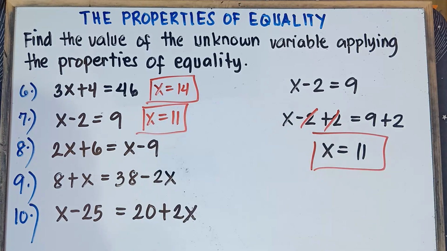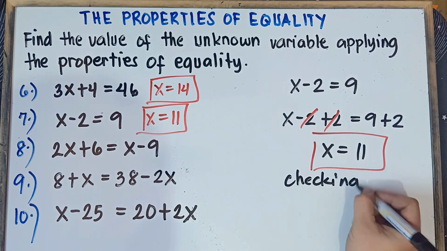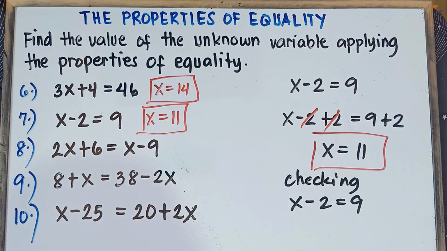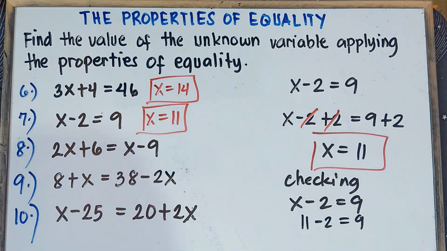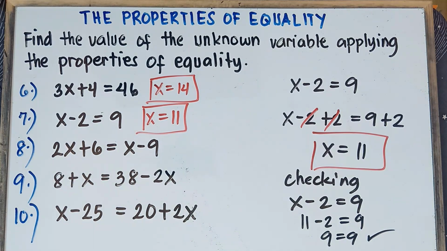So let's have our checking. So checking, simply substitute the value of x. x minus 2 equals 9. Our x value, that would be 11 minus 2 equals 9. 11 minus 2, that's 9 equals 9. Correct. Alright, so the answer for number 7, that would be x equals 11. Alright, so let's proceed now to number 8.